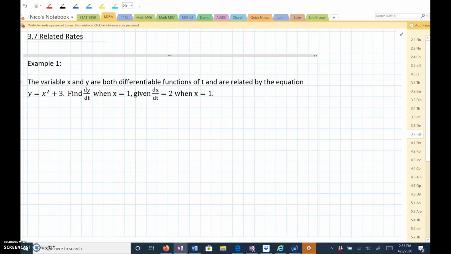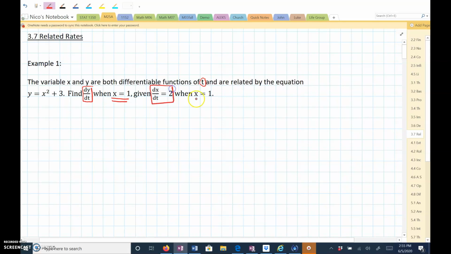3.7 Related Rates. Look at example 1. The variables x and y are both differentiable functions of t and are related by the equation y equals x squared plus 3. They want us to find the derivative of y with respect to t when x is 1, given the derivative of x with respect to t is 2 when x is 1.